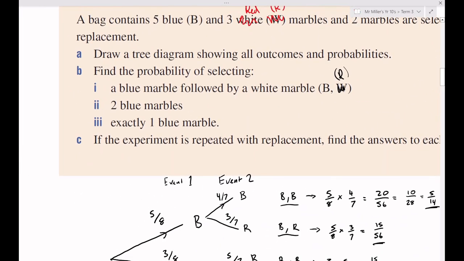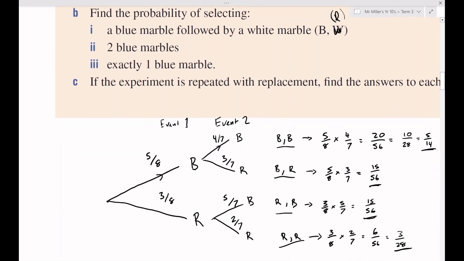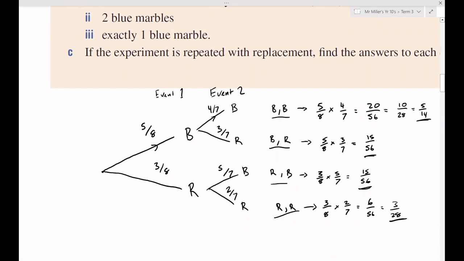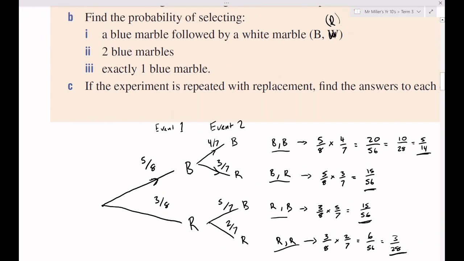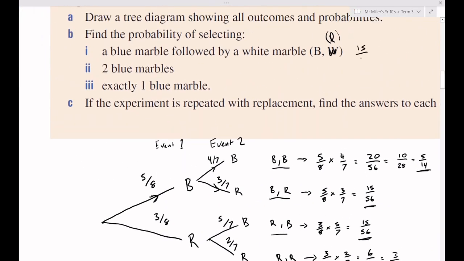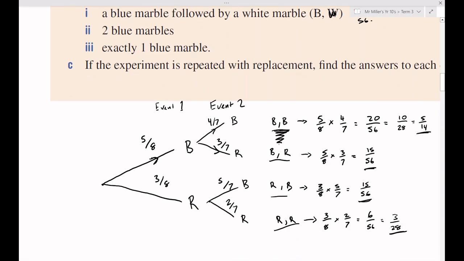Okay, so now B, finding the probability of selecting a blue marble followed by a red marble. Well, we found that's this outcome here, and we found the probability of that to be 15 on 56. So this will be 15 on 56. Two blue marbles: there's only one outcome where we get 2 blue marbles. That's this guy, and the probability of getting that outcome is 5 on 14, which we found earlier. So this will be 5 on 14.